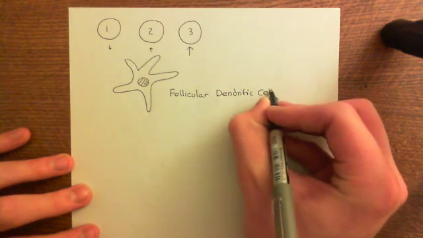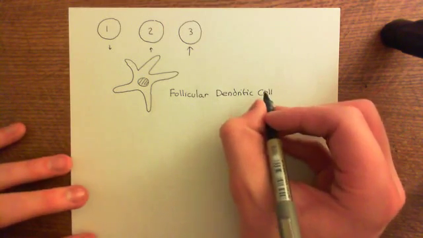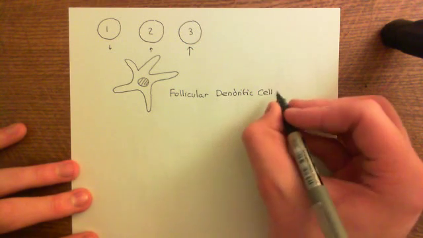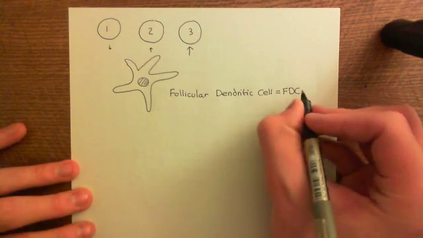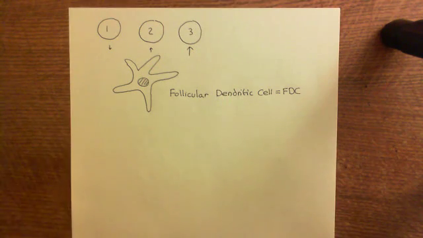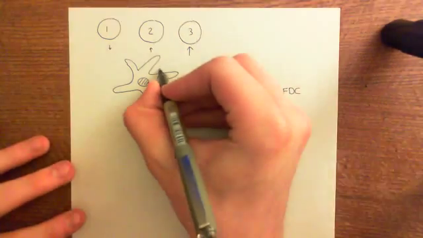Okay, now, the purpose of these follicular dendritic cells, which by the way are often abbreviated to FDCs, is that they sit in the B cell follicles, and as allergen percolates through the B cell follicles, trying to get from the subcapsular sinus to the medullary sinus, these will grab onto it.